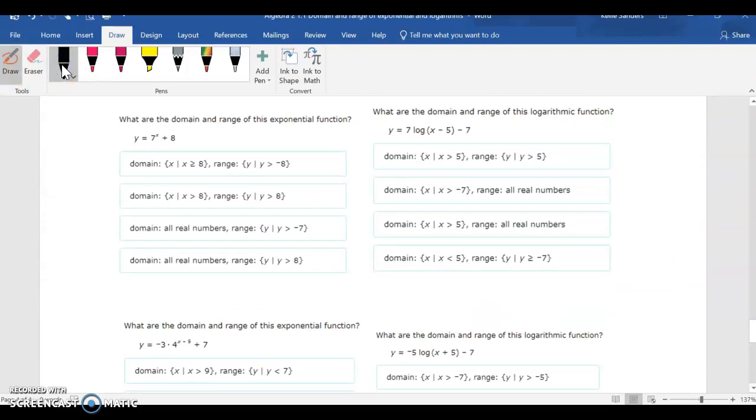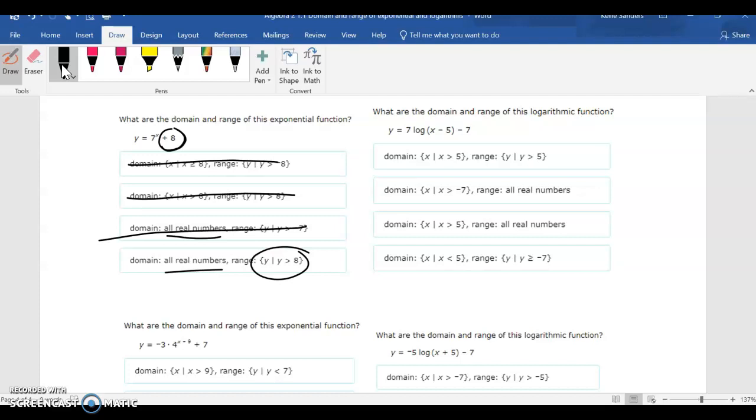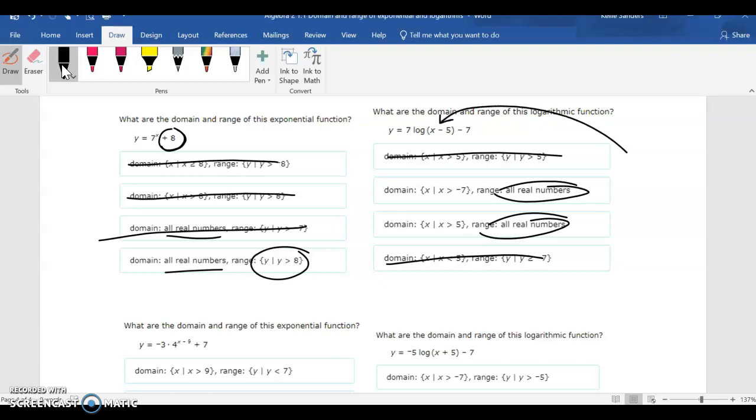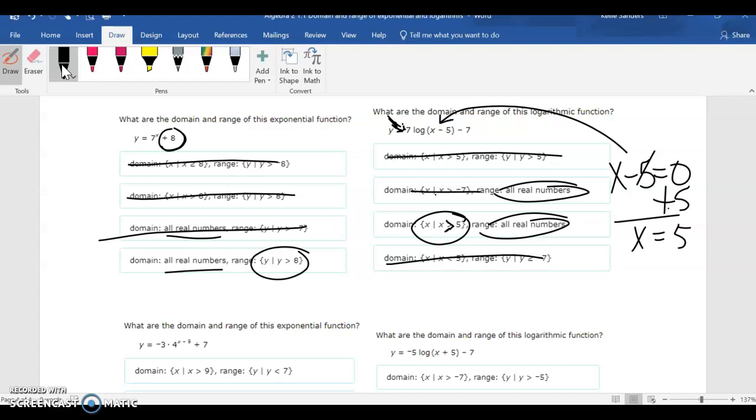Exponential. So all real numbers and all real numbers. And the 8 is how we know what the range is. Okay. All real numbers, so it's not these two. What makes this 0? Five, and this is the only 5, so I don't really have to worry about the sign. But since this is positive right here, it's going to be greater than.